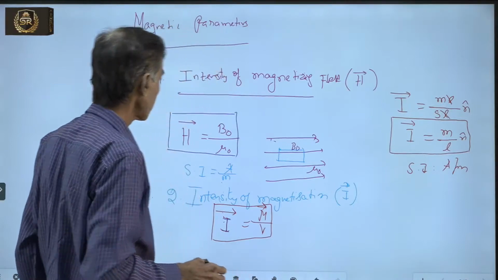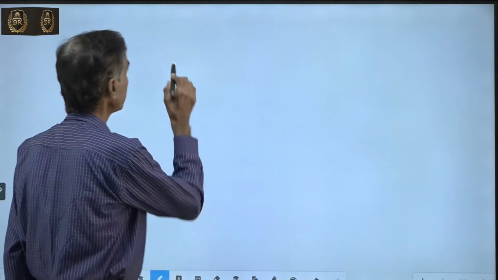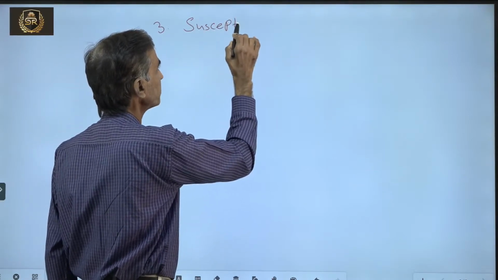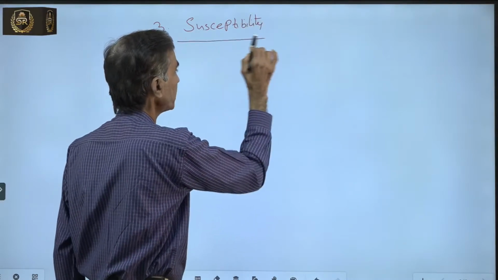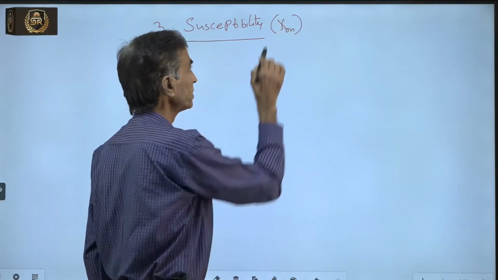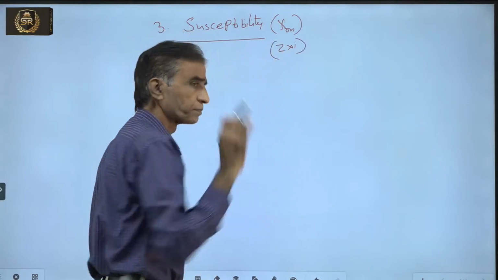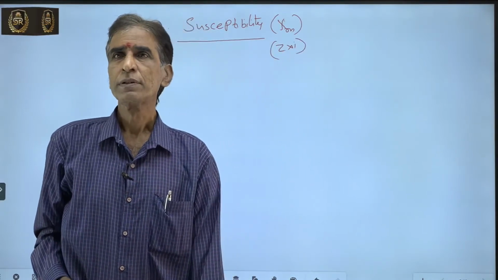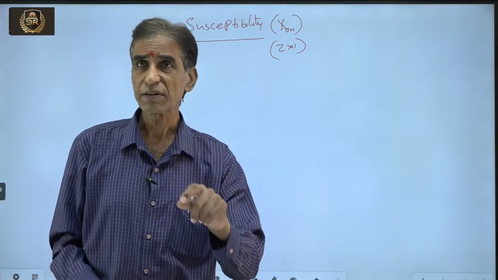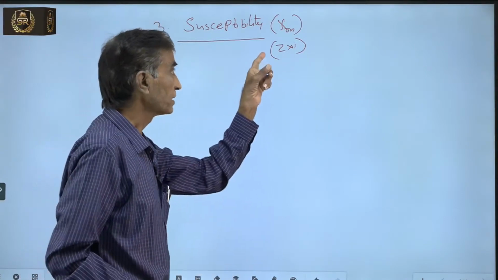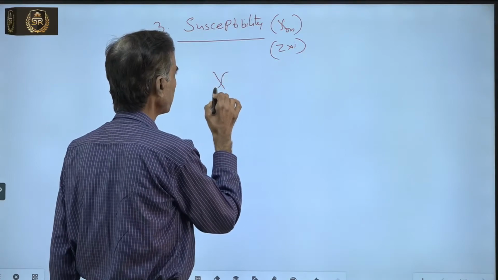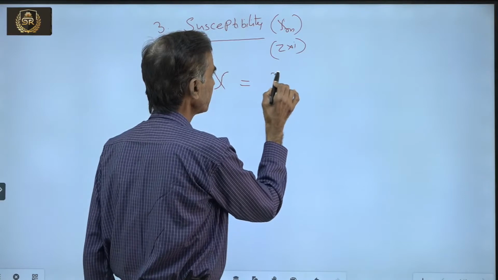Now, let us go to the next property, the third property: susceptibility, denoted by xi m. This is the ratio between the intensity of magnetization and the intensity of the magnetic field. That ratio is named the susceptibility of the magnetic material. Therefore, susceptibility of the material is equal to I by H.